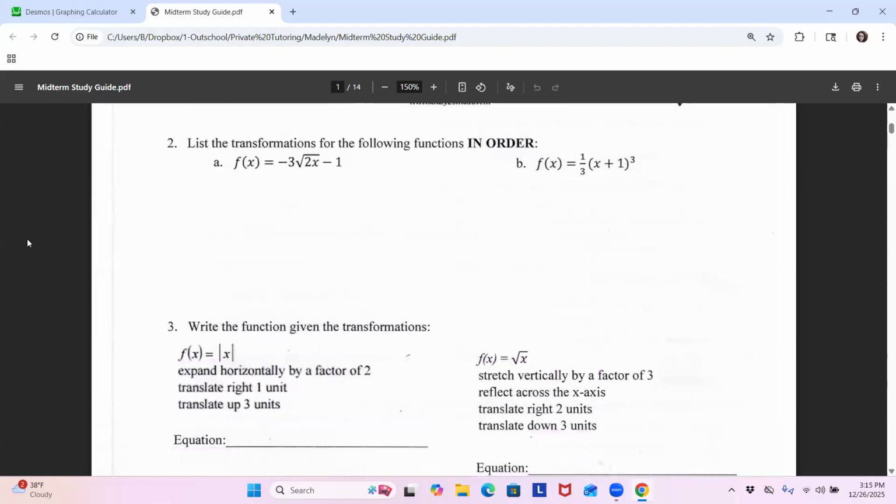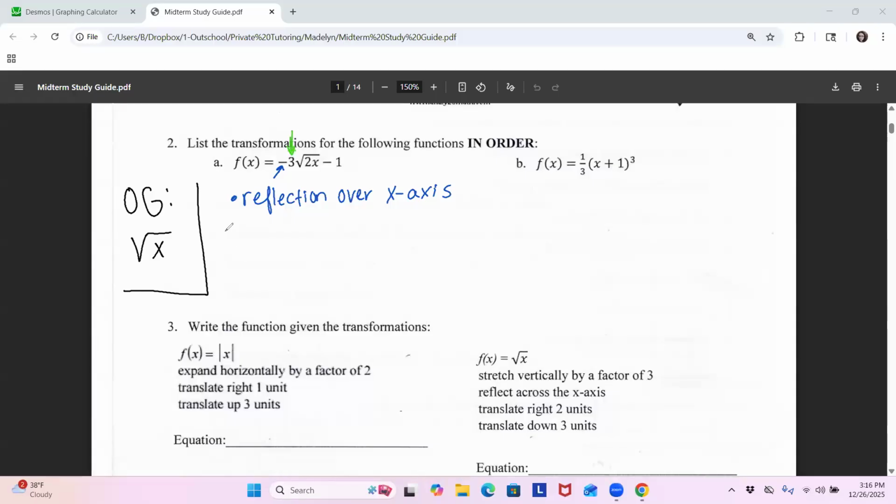Let's look at number 2, part A. Well, the original, I'm going to call it the OG, was just root x. So what have they done to this? Well, this negative is going to be a reflection over the x-axis. This 3 on the outside is going to be a vertical stretch by a factor of 3.